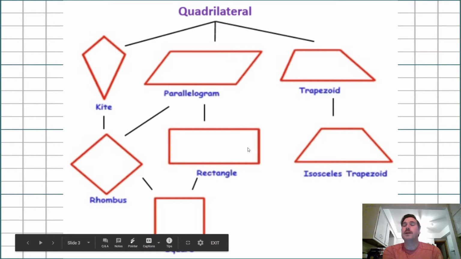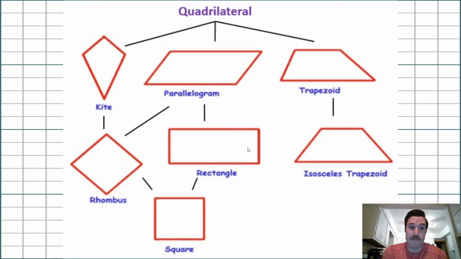All it takes to be a quadrilateral is to have 4 sides, just like any shape with 3 sides is a triangle. So we could classify shapes based on the number of sides. If they have 4 sides, they're a quadrilateral. If they don't have exactly 4 sides, they are not a quadrilateral.